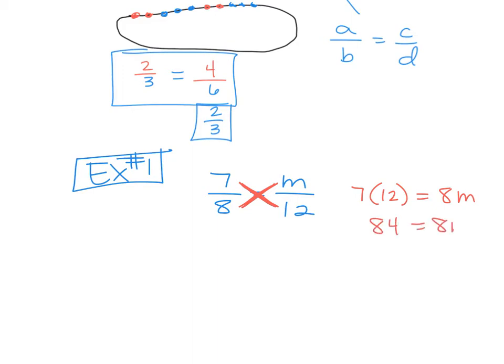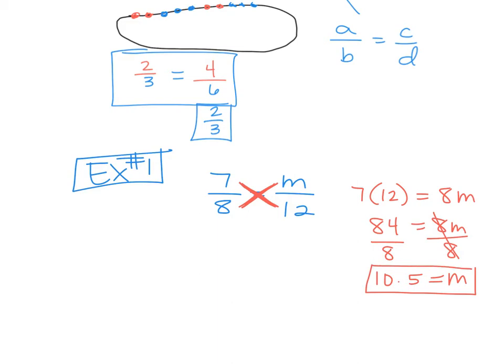Okay, so 84 equals 8M, and then we're going to divide by 8. Now it's just a one-step problem, right? Divide by 8 on both sides, so this 8 cancels, and that means M is 84 divided by 8, which is 10.5. Okay, so that's one way you can do it, is cross multiplying.